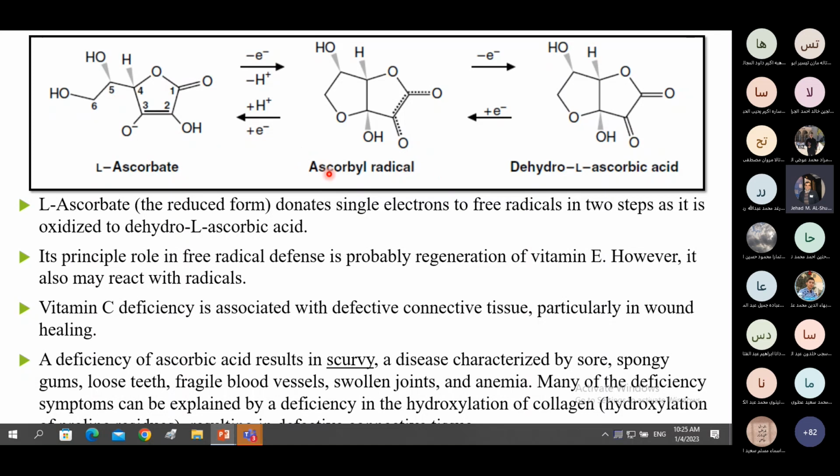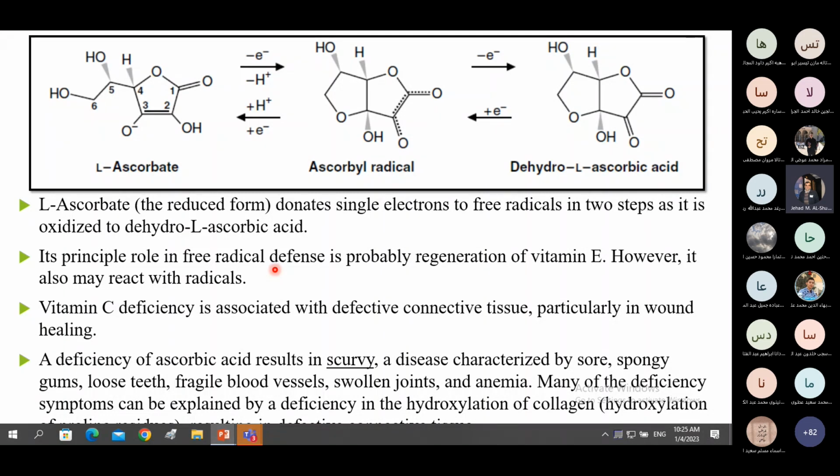So L-ascorbate, or ascorbic acid, or vitamin C: what is the main function? A reducing agent. It donates electrons in 2 steps: the first electron in the first step, and then the second electron here. Because it is a reducing agent, as we will see in the future, inshallah, in the second and third year, it fights the free radicals, the ROS, reactive oxygen species, if you have heard about them.